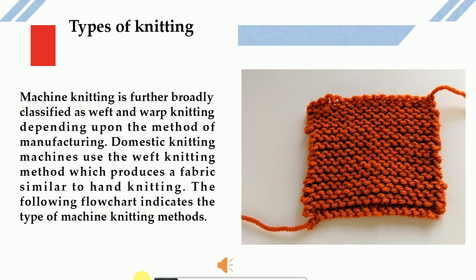Machine knitting is further broadly classified as weft and warp knitting depending upon the method of manufacturing. Domestic knitting machines use the weft knitting method, which produces a fabric similar to hand knitting. The following flow chart indicates the types of machine knitting methods.